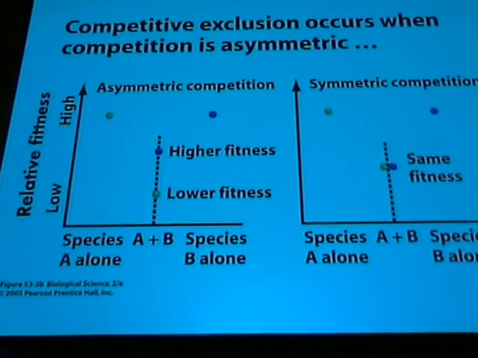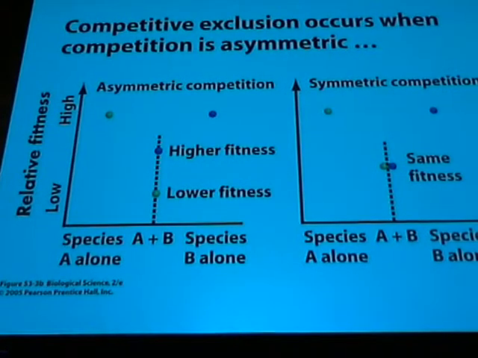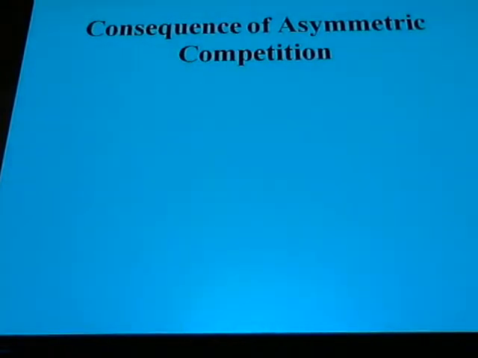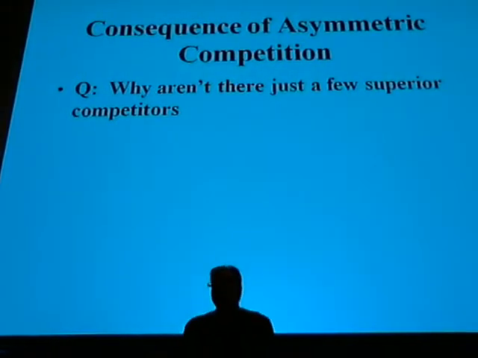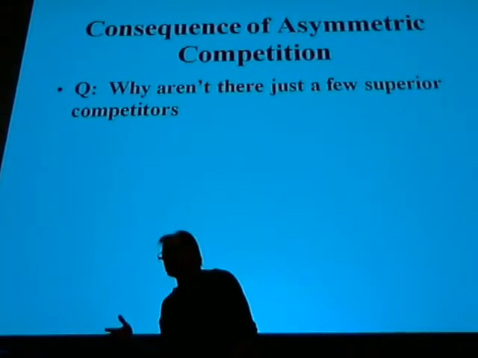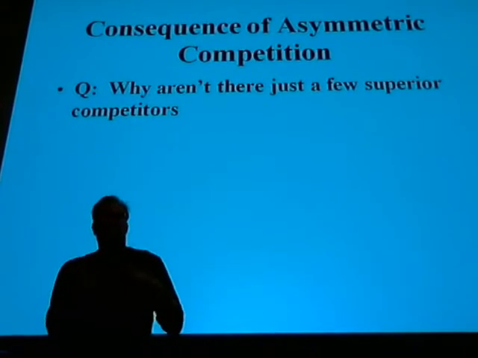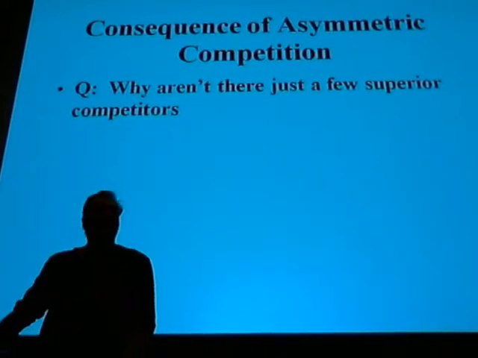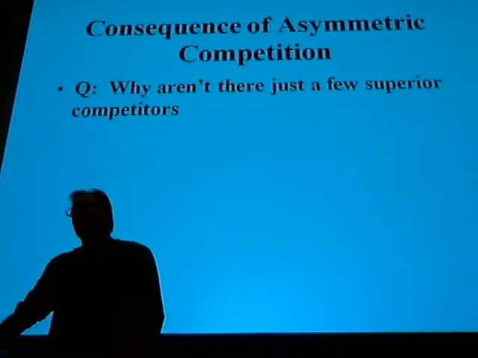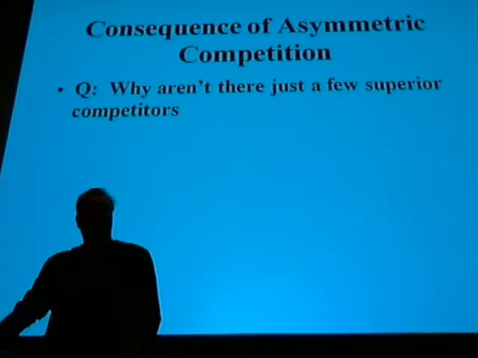Now, how do we use this to inform our understanding of a niche? Why aren't there just a few big, multinational conglomerate corporations that have gobbled up everything and driven everyone else to extinction, right? Why aren't there just a few big, badass, superior competitors out there, and all the other inferior competitors have been driven to extinction?